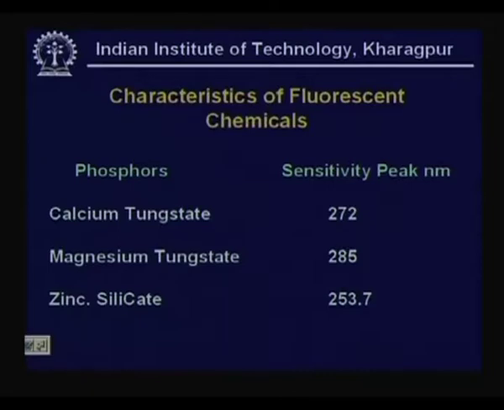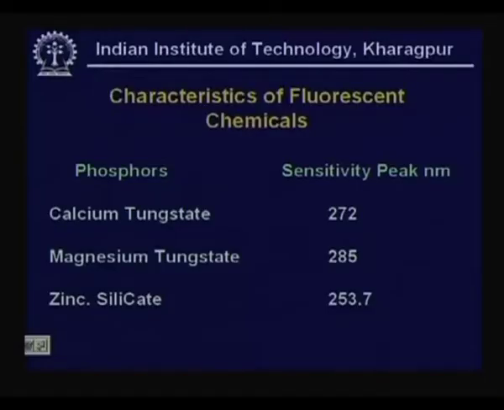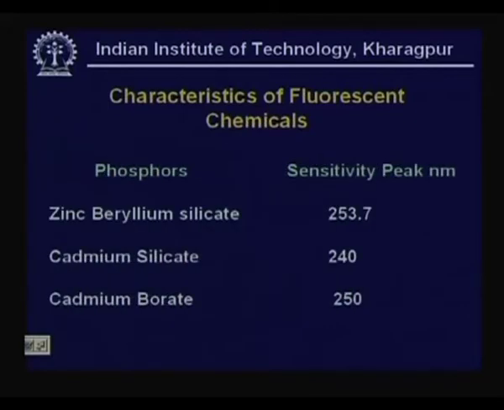Then the next issue which comes is what is its peak sensitivity. We saw in that figure response curve there is a certain wavelength at which there is a peak response or the fluorescence is a maximum. The calcium tungstate is known to have peak around 272 nanometers, whereas magnesium tungstate around 285 and zinc silicate around 253.7, and zinc beryllium silicate around 253.7, cadmium silicate around 240 and cadmium borate around 250.